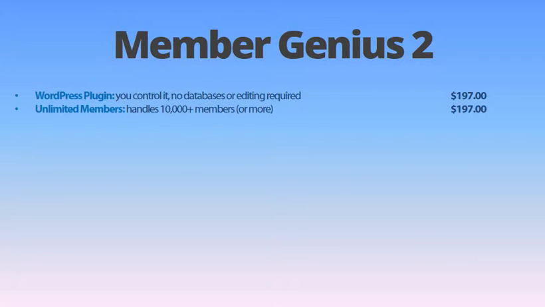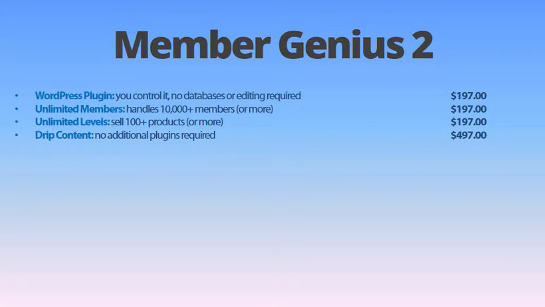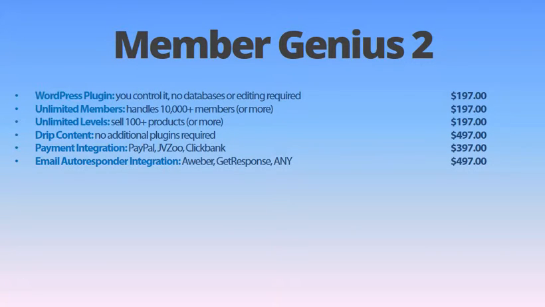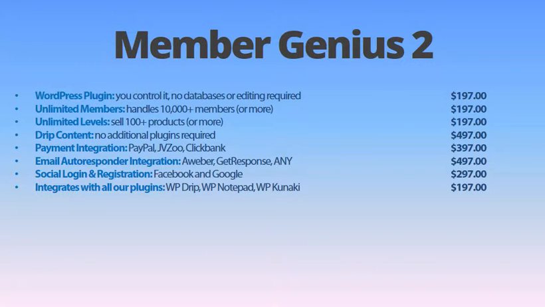And this is all a plugin which you can get at membergenius.com. So this is our Member Genius version 2 plugin. You control it. No databases or editing required. Handles 10,000 members or more. Sells 100 products or more. Drip content with no additional plugins. Connects to PayPal, JVZoo, ClickBank. Social registration. Email autoresponder integration. It hooks up with all of our plugins.